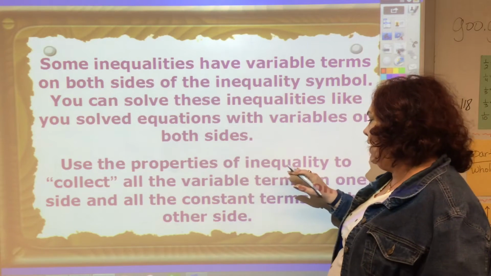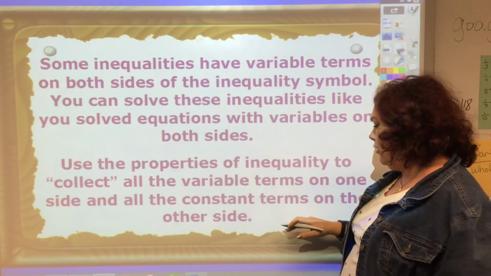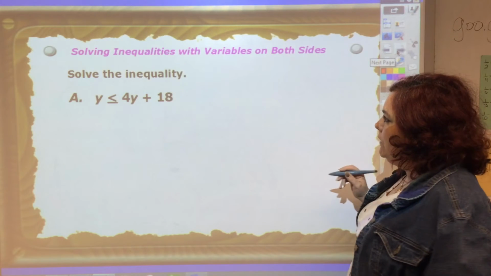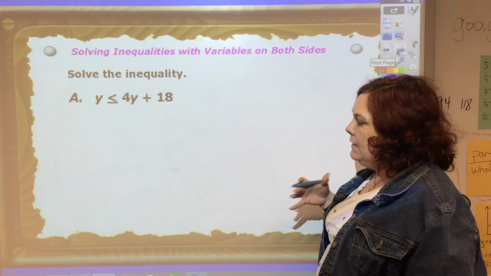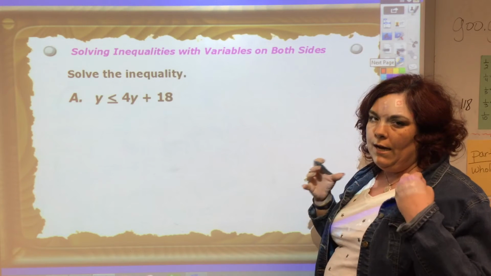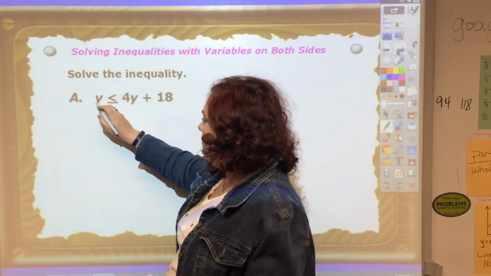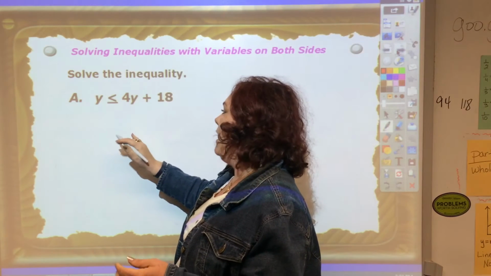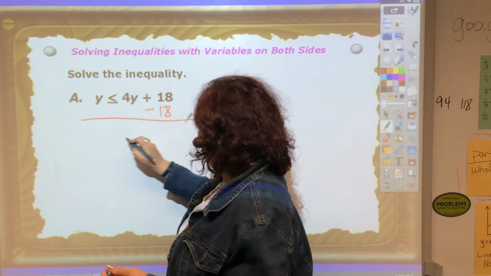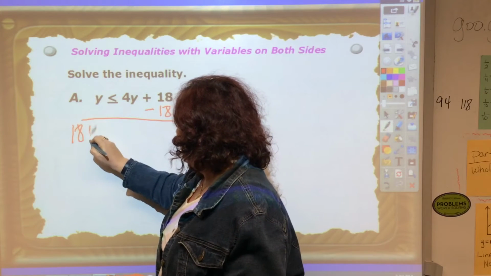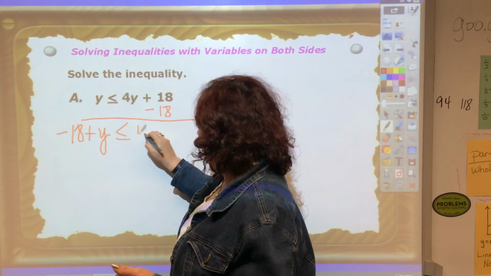Use the properties of inequality to collect all the variable terms on one side and all the constant terms on the other side. So let's look at an example. Solve the inequality. I want to get all my y's on one side and all my constants on the other side. Now if I subtract 4y, I'm going to get a negative y over here. So I actually want to subtract 18 first. That's going to give me negative 18 plus y is less than or equal to 4y.